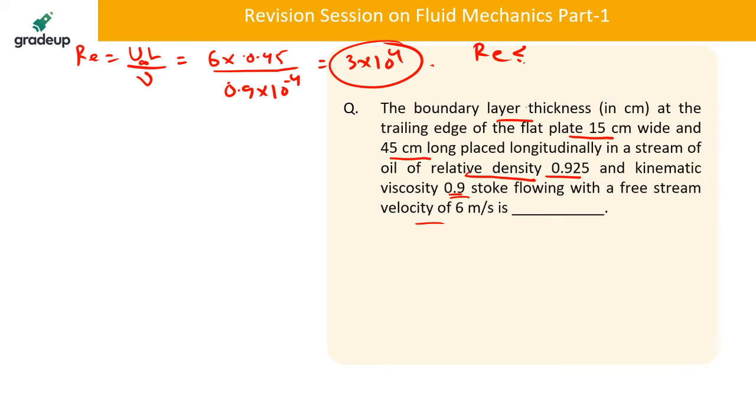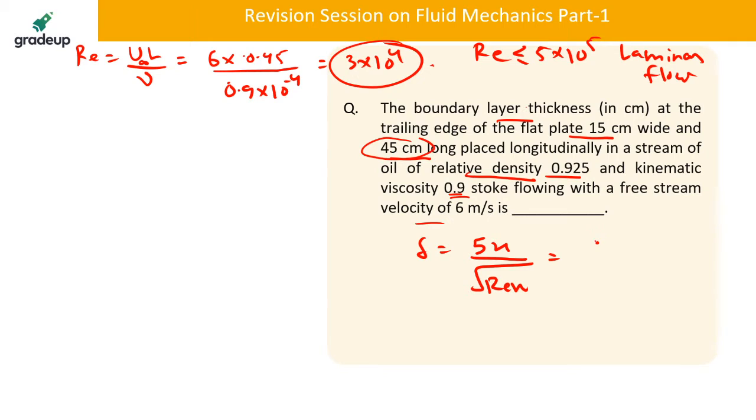Because Reynolds number is less than 5 into 10 power 5, it is a laminar flow. And because it is a laminar flow, you can simply use the relation delta is equal to 5 into x by root of Reynolds number. What is the value of x here? X is given as 45 centimeter. So this is equal to 5 into 0.45 divided by root of 3 into 10 power 4. We will simply get the answer. You will be getting the answer as 1.3 centimeter.